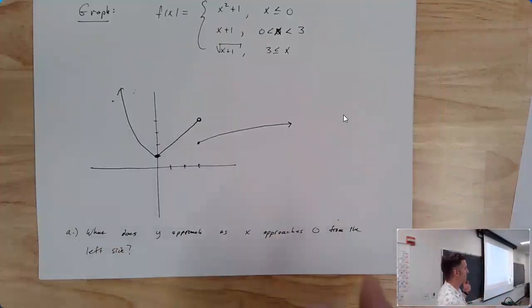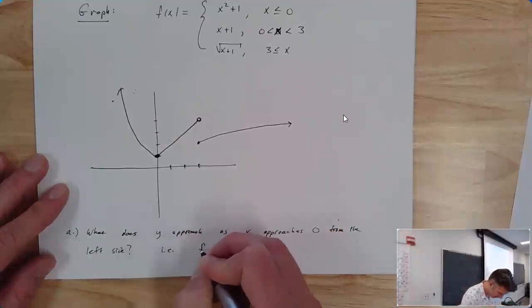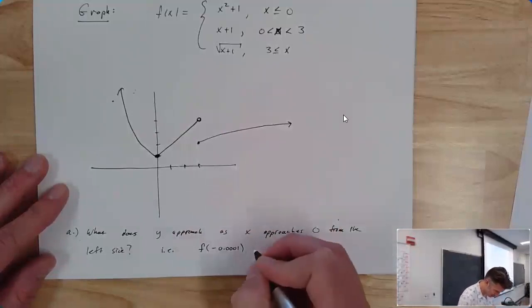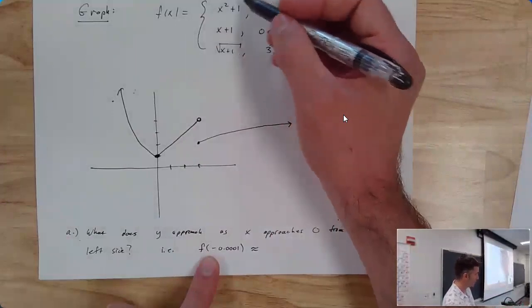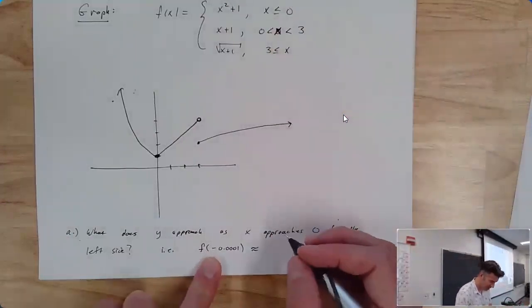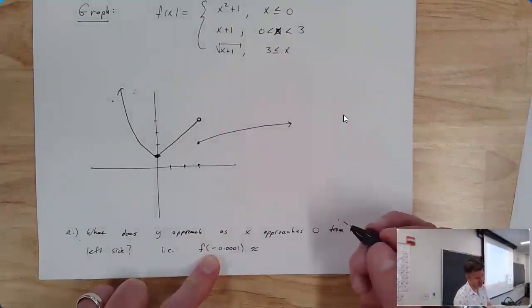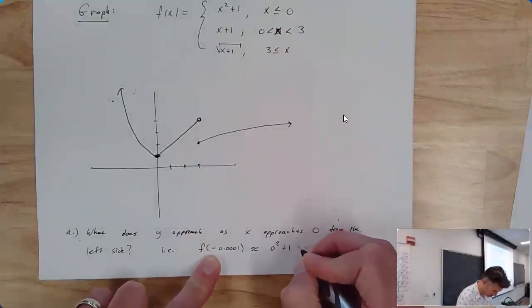Now, the idea here is that we're not actually plugging in 0. Sometimes you can't, though. The idea is maybe you're plugging in a super duper small negative number. For example, f of negative 0.0001. I'm plugging it into this piece of the function, because that's when x is left of 0. I'm just going to say, well, 0 approximately squared plus 1 is going to be 1.